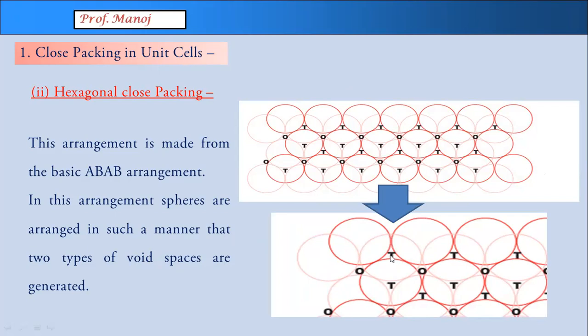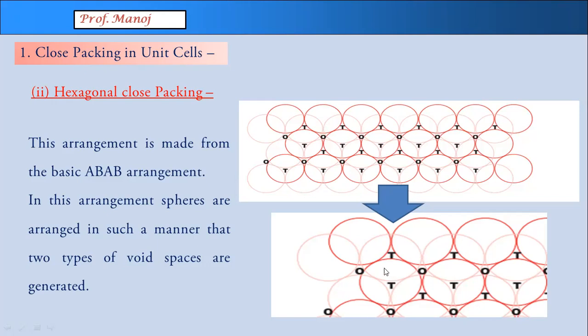But how many atoms can you see are making this T? Anyone can find out? The empty space T is made by how many atoms? 3. Very good, correct. One, two and three.